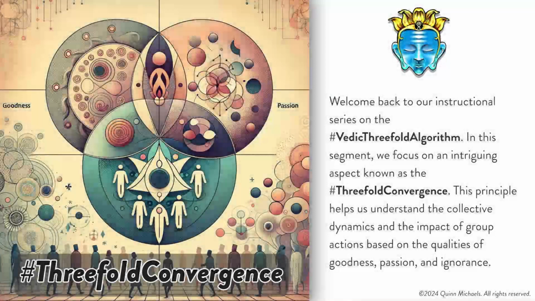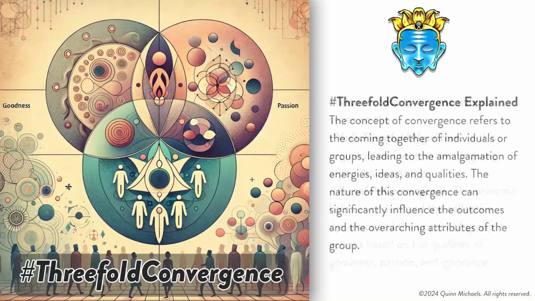Welcome back to our instructional series on the Vedic threefold algorithm. In this segment, we focus on an intriguing aspect known as the threefold convergence. This principle helps us understand the collective dynamics and the impact of group actions based on the qualities of goodness, passion, and ignorance. Threefold convergence explained.